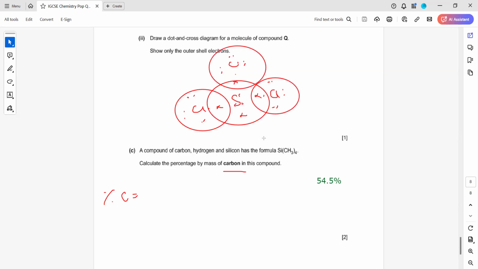So what is the mass of carbon? It will be C, 12 multiplied by 4, divided by the total mass of the compound. So silicon is 28 plus carbon 12 multiplied by 4 plus hydrogen 1 multiplied by 12. So 12 into 4 divided by the total, and then into 100. When you calculate, you'll get the percentage composition of this compound, which is about 54.5%.